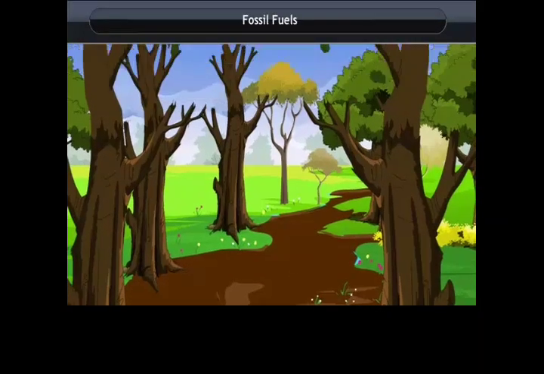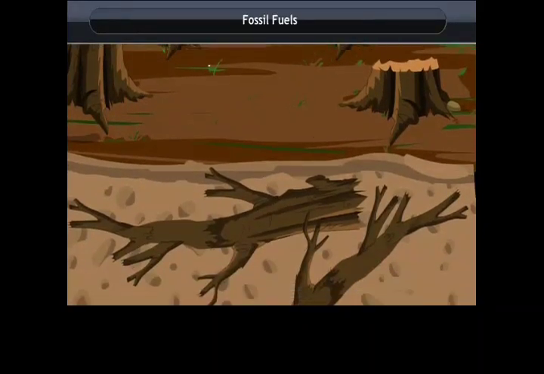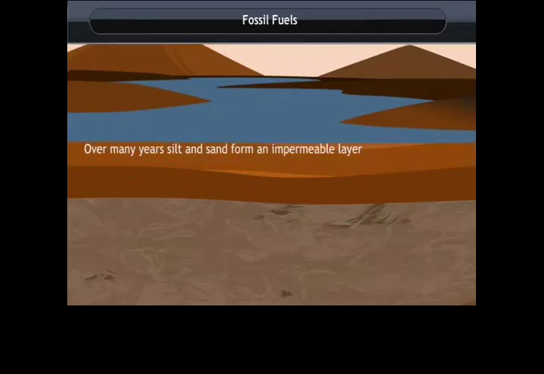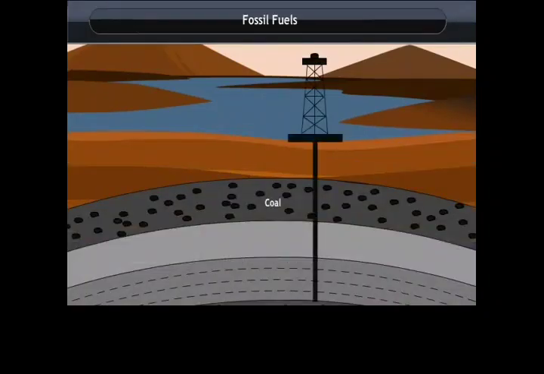Fossil fuels. Fossil fuels are the fuels formed inside the earth from the remains of the plants and animals after millions of years. The fossil fuels are coal, petroleum and natural gas. Fossil fuels are non-renewable sources of energy, so they should be conserved and used judiciously.